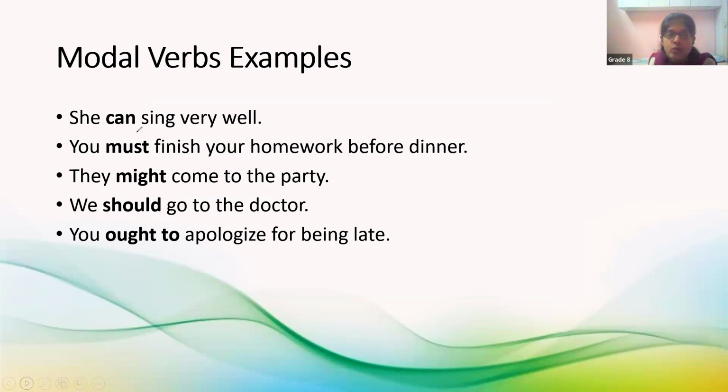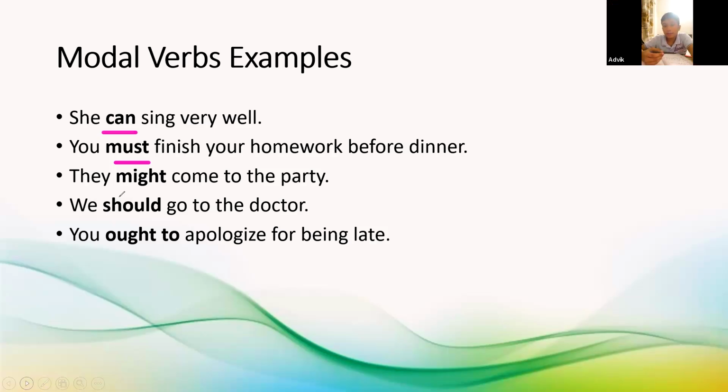She can sing well. So what does can tell us? Can tells us about the ability. Means this girl can sing well. She is able to sing very well. Not everyone is that able. You must finish your homework before dinner. So it comes more like a warning from mama. You must finish your homework before dinner. Ma'am, order? Type of order? Kind of order, yes. If you remember it like that, it is even better.